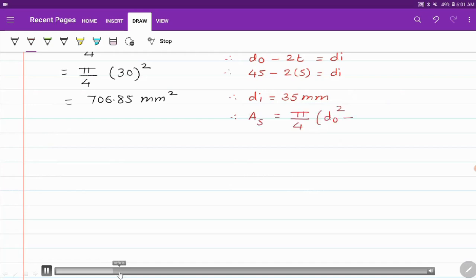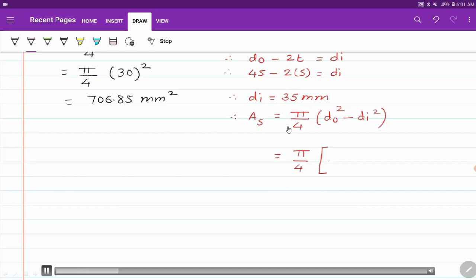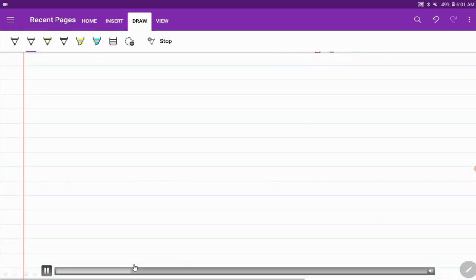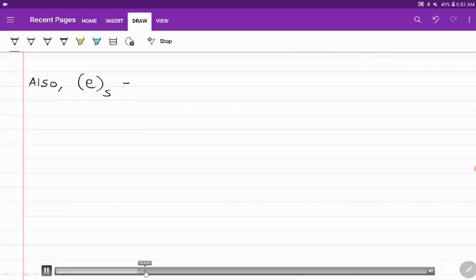So area of steel will be equal to the area of the hollow tube, that is pi by 4 into Do square minus Di square. So it is pi by 4 into 45 square minus 35 square. That value comes out to be 628.32 mm square. The diameters are in mm, and square of that, so that value will be in mm square. Area is always in mm square.